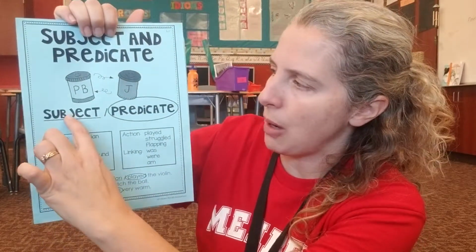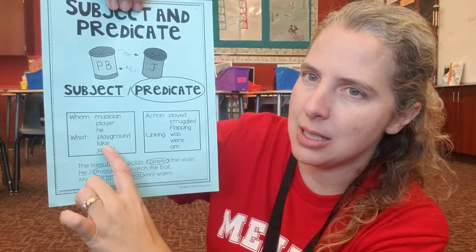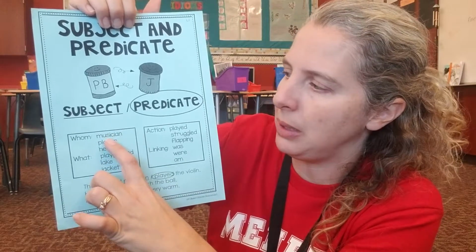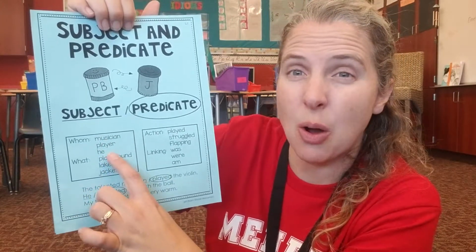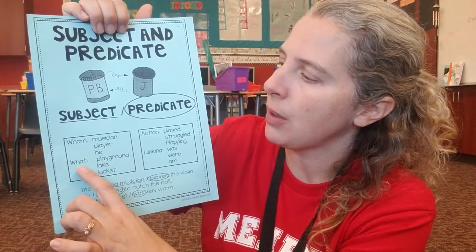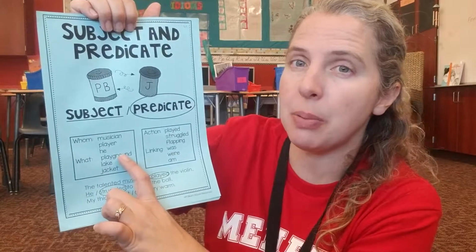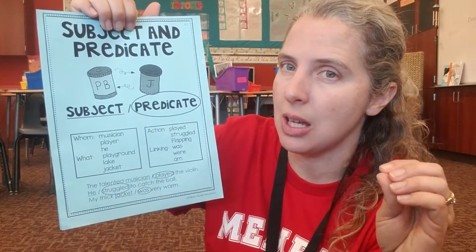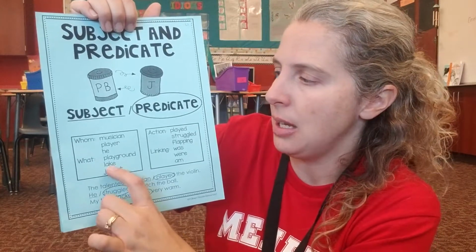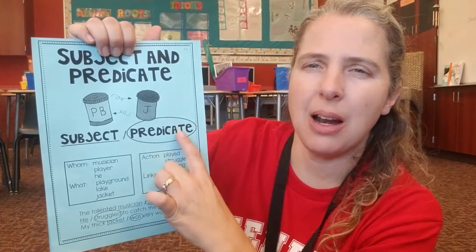I want you to look right here under subject. It gives you some ideas, like who are we talking about? The musician, the player. You could even just say he, or you could have someone's name like George or Sue. What? Maybe we're talking about the playground. Maybe the playground is closed. That predicate will link to tell you what that playground is. Lake, jacket.